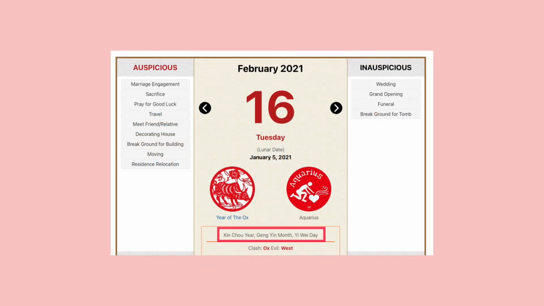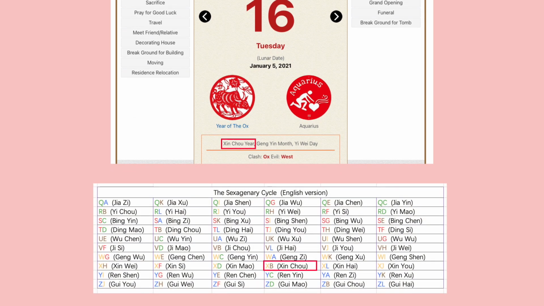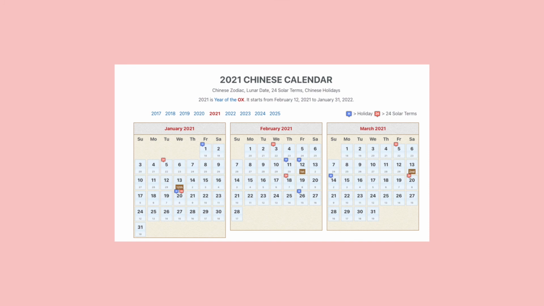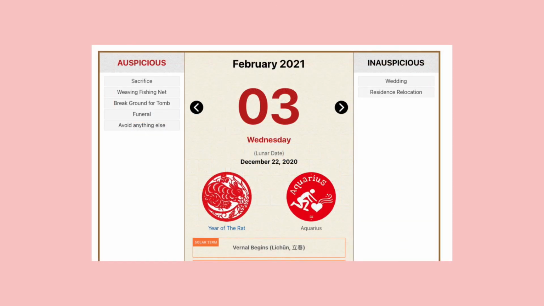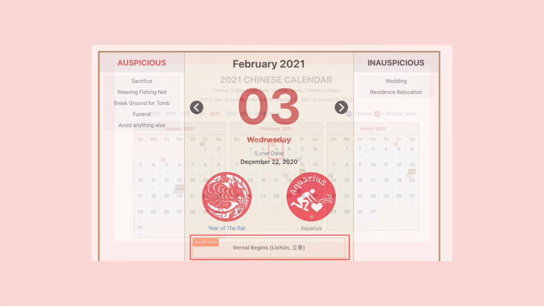Pay attention to this line. This line is the pinyin of the date's name. 辛丑 year, 庚寅 month, 乙未 day. According to the pinyin, we can determine the name of each date. Click on these little red squares called 24, and we will come to a new web page. Pay attention to this line. These are the exact day of each of the 24 solar terms of that year.